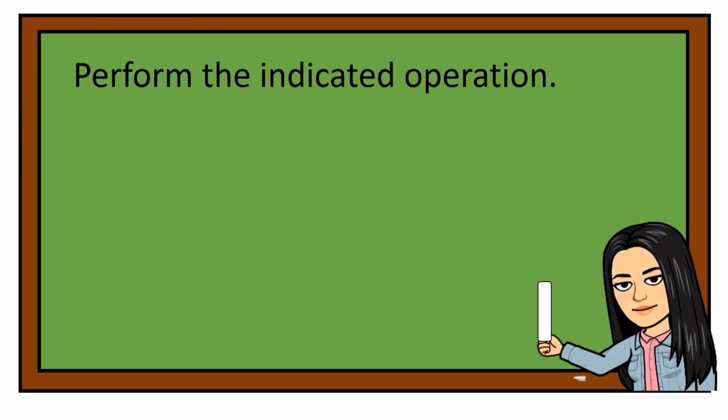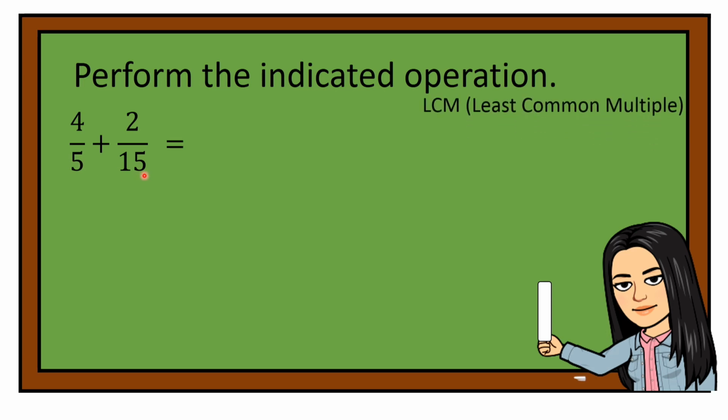Let us perform the indicated operation. 4 over 5 plus 2 over 15. So first, we have to change these fractions into similar fractions by finding the least common denominator. In order to find the least common denominator, we have to get first the LCM or the least common multiple.